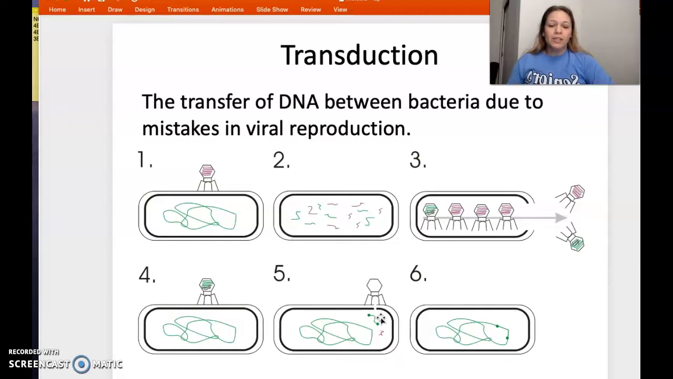And in the process, it puts in some of the old bacteria's DNA. So you can see the little new piece of DNA, and that'll be incorporated into the other bacteria's genome. So I transferred DNA, but this time I did it via the vehicle of a virus.